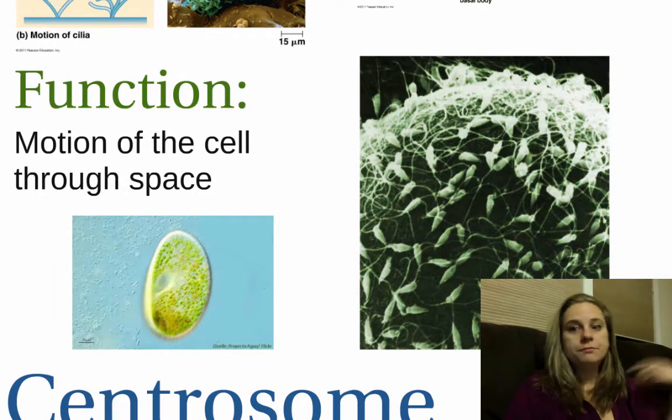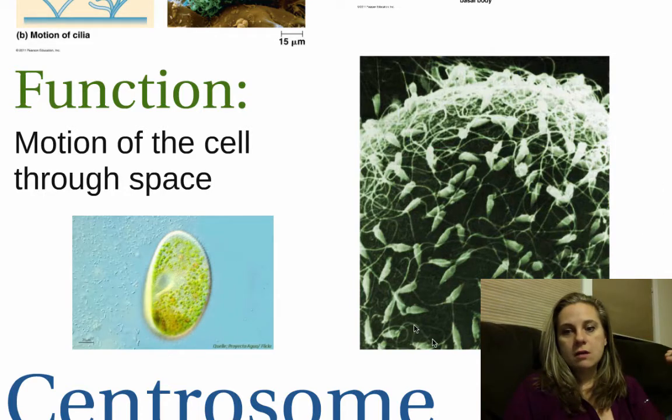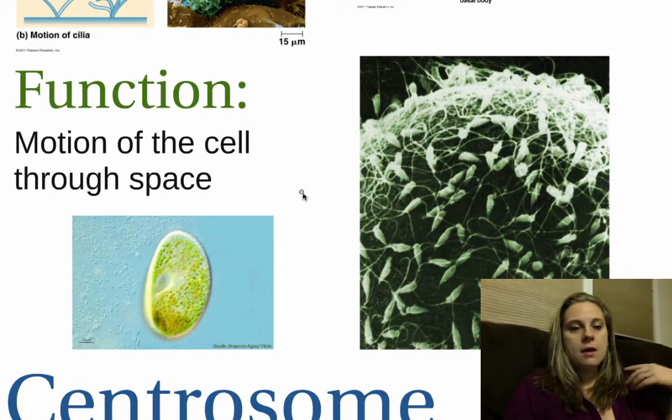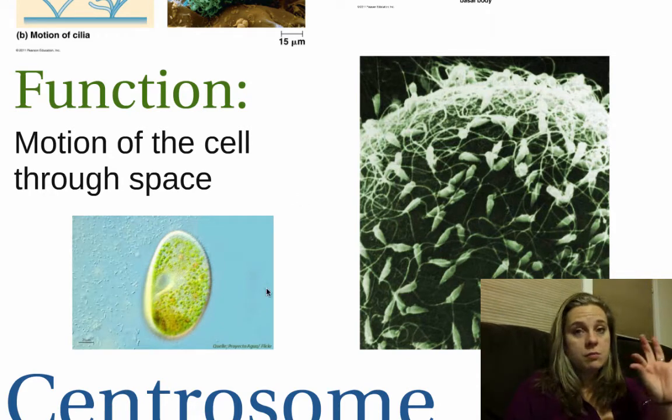Function, motion, that's what they're there for. The ability to move through space. So here we can see sperm cells all covering an egg. You have things like paramecia, little single-celled protists that swim through ponds by beating flagella back and forth.